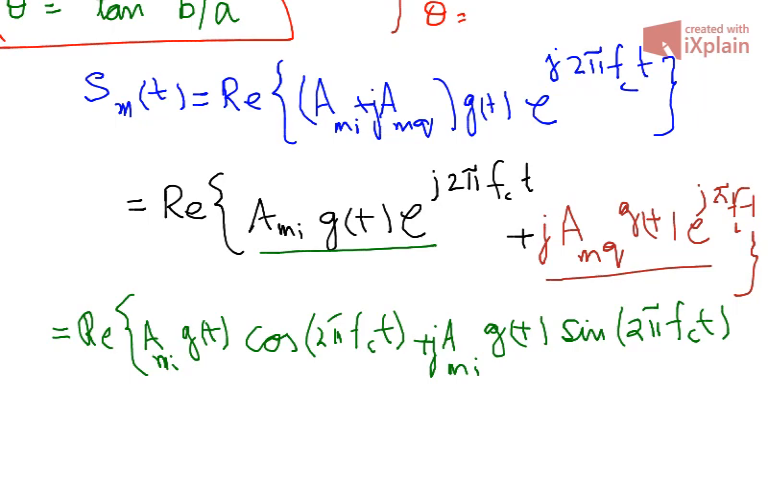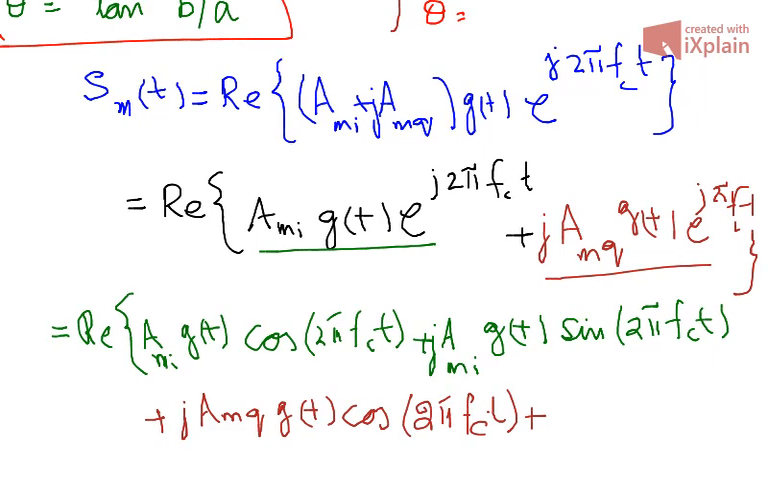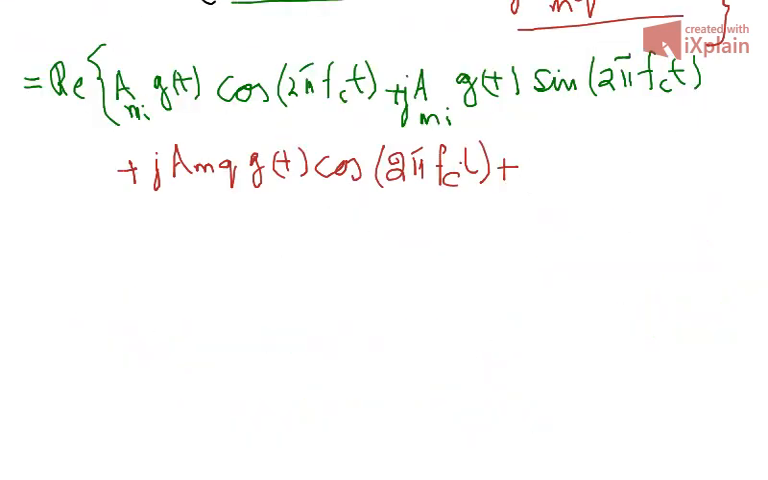This is plus j AMQ g of t, and you have cos 2 pi f c t, and then you have AMQ. Let me write it below here. I'll write it here. J. Now you have cos of 2 pi f c t.